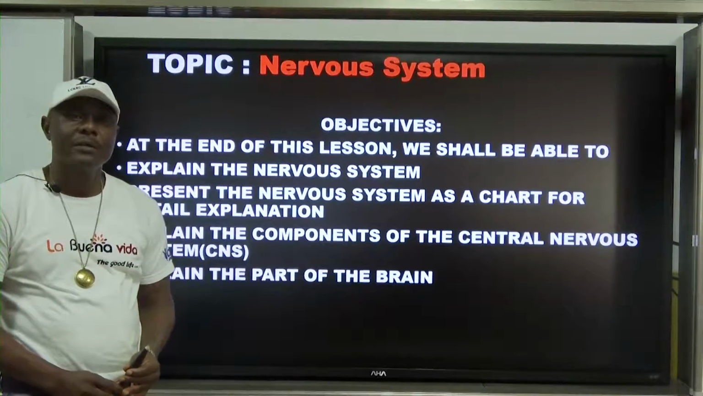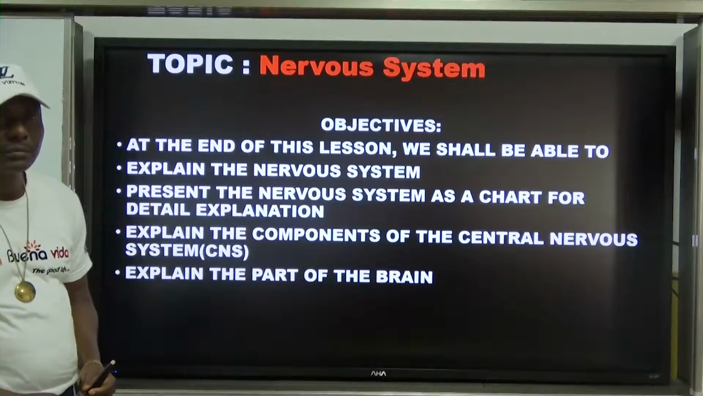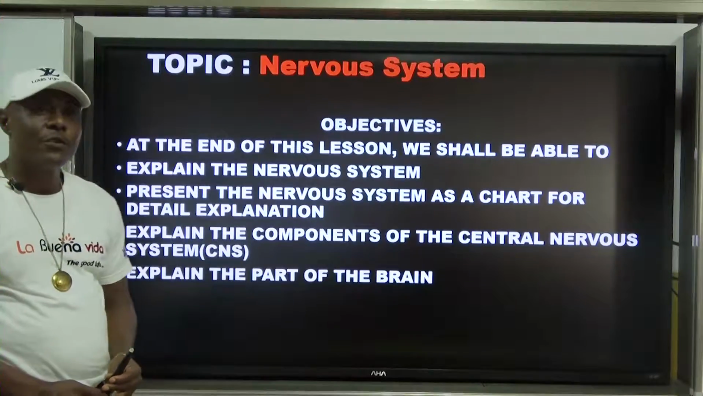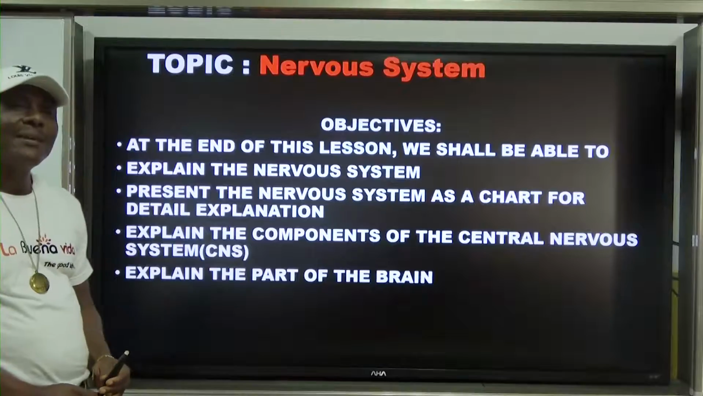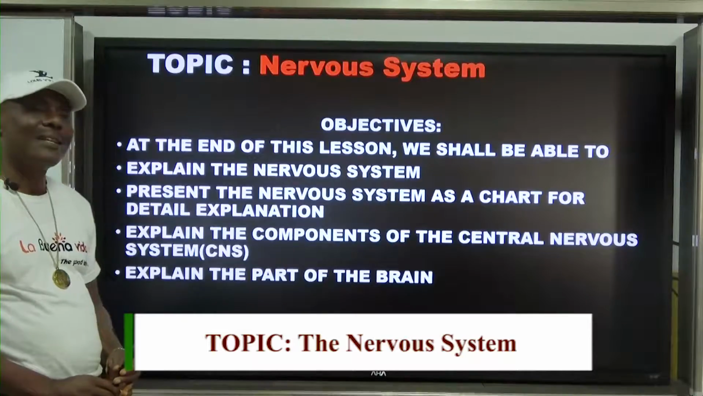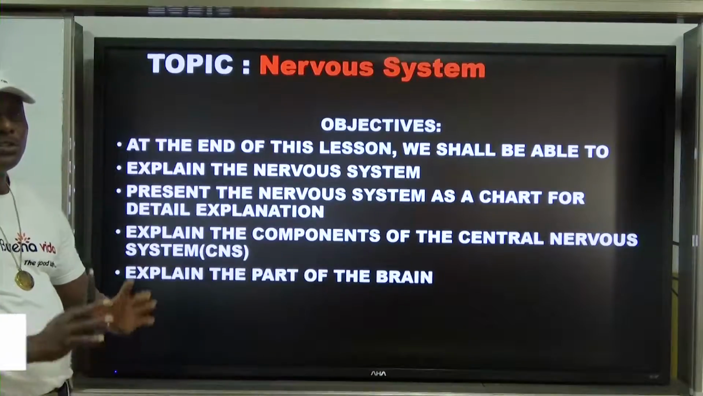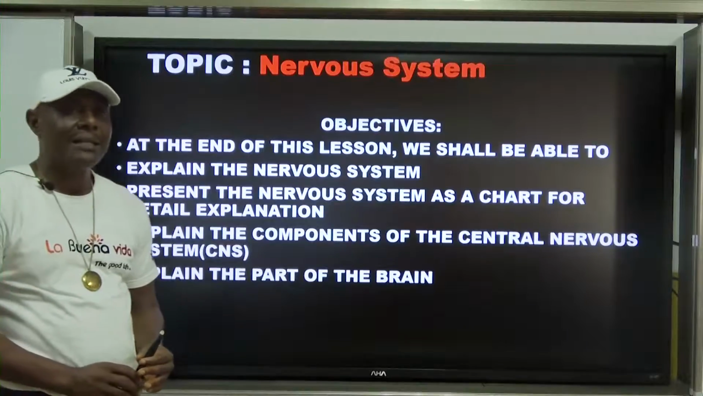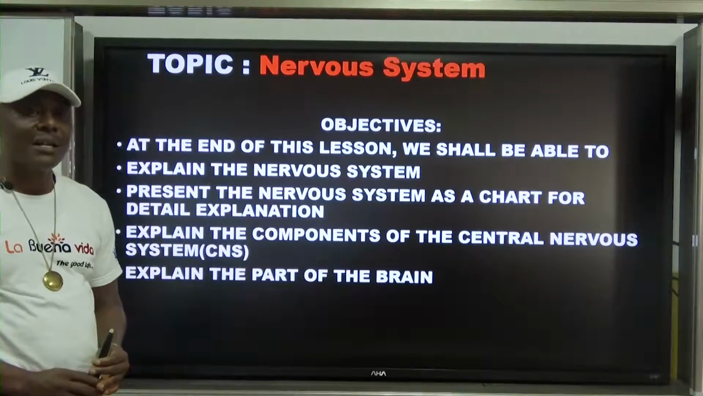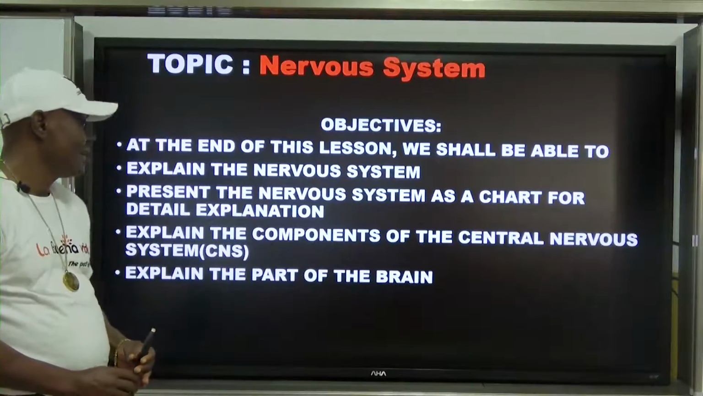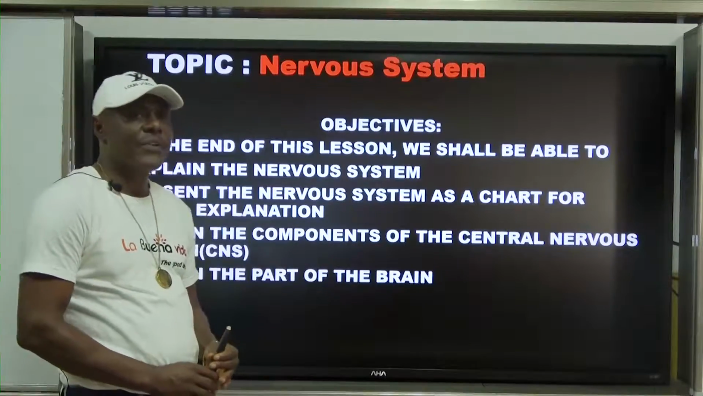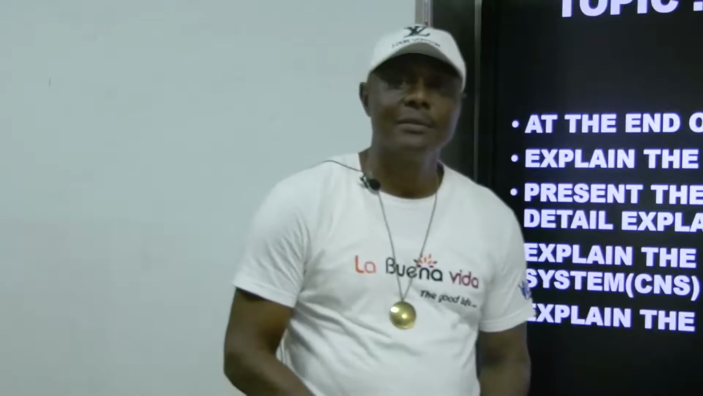We shall be looking at the topic, the nervous system. I want to believe that before we leave this place today, each and every one of you would have been able to explain what is nervous system. You will also be able to present the nervous system charts, showing what nervous system entails. Also be able to explain the components of the central nervous system, and explain the parts of the brain. All this we are going to see today in brief.